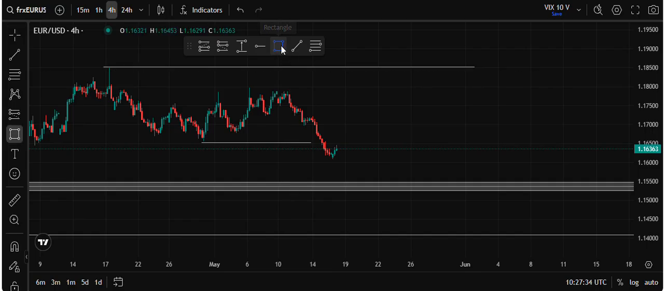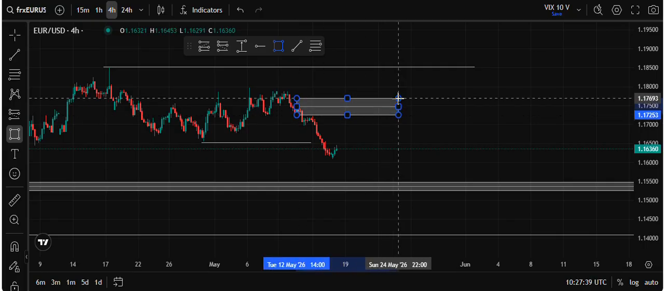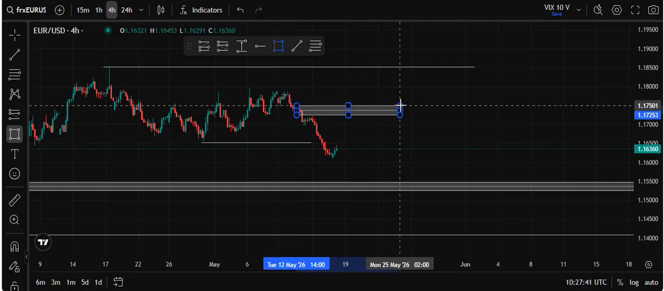So these are points of interest. These are other blocks here. These are other blocks with an FVG.